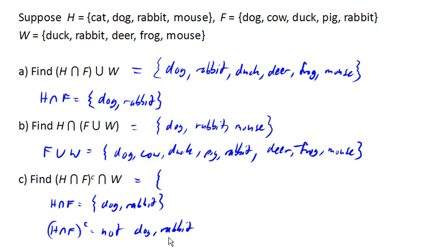So we'll go ahead and take the duck. We will skip the rabbit because we're not supposed to take dogs or rabbits. Deer, frog, and mouse. And that is the intersection of W with the complement of H intersect F.